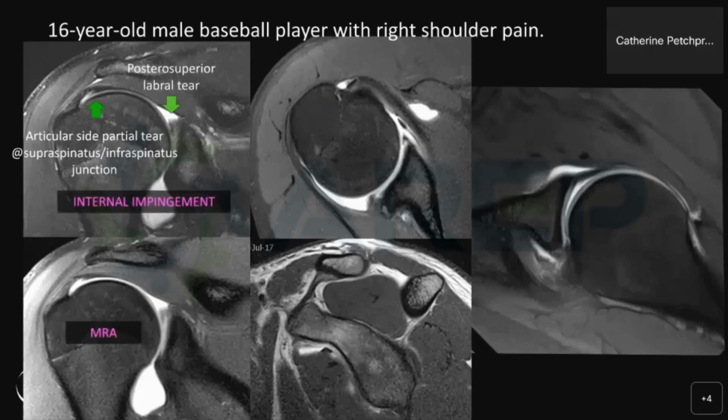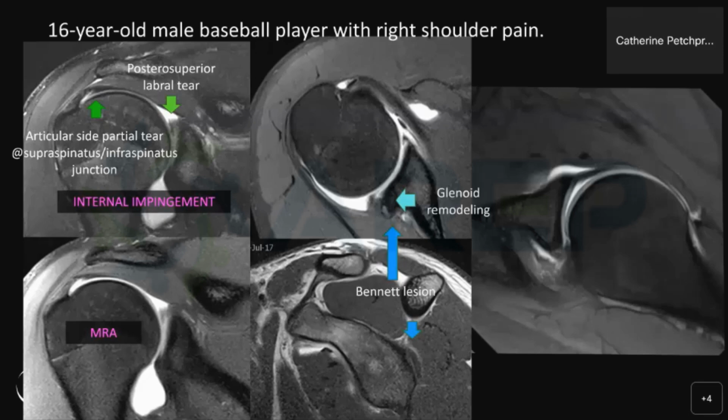There is also a tear of the posterior superior glenoid labrum related to internal impingement. There is focal posterior glenoid remodeling with ossification of the posterior joint capsule seen on the axial and sagittal oblique images. This is due to excessive posterior joint overload.